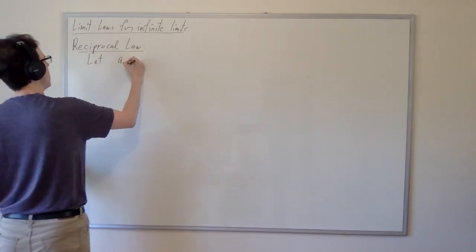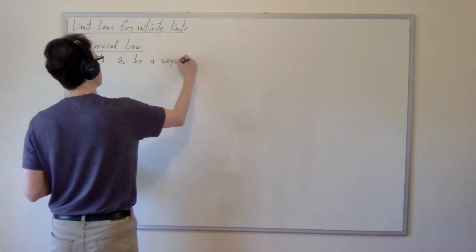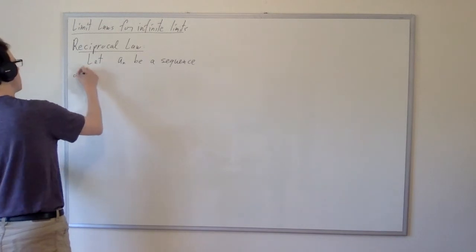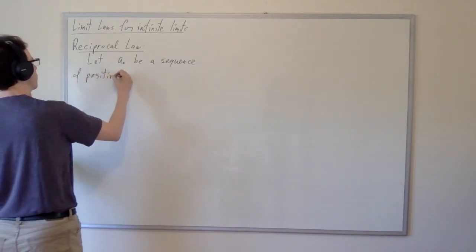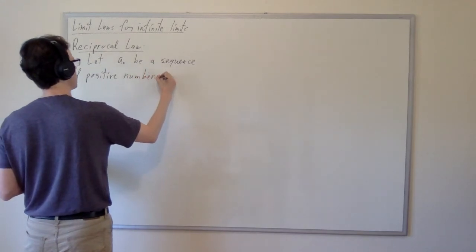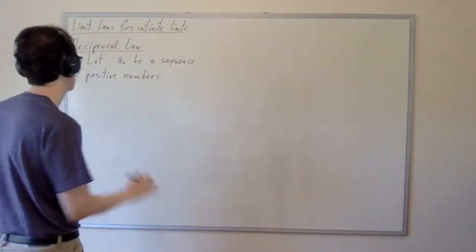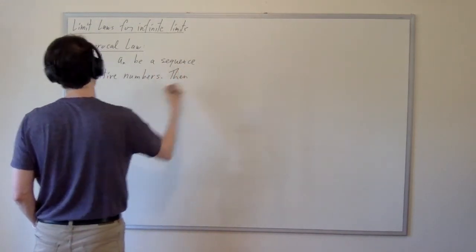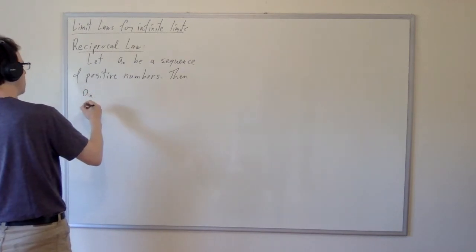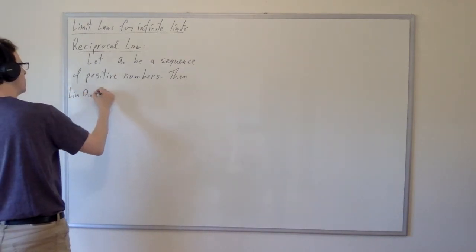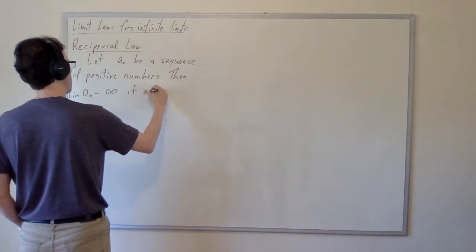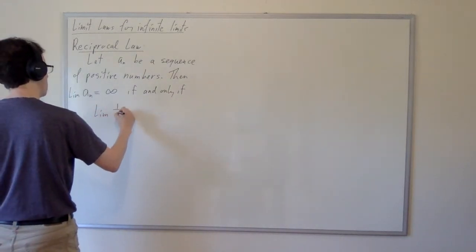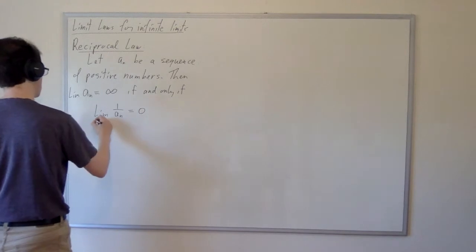So we're going to need a sequence. Let An be a sequence of positive numbers. I'm just going to make them positive numbers because it'll simplify some of the computation. So let's take a sequence of positive numbers. Then the limit of An is equal to infinity if and only if the limit of the reciprocal 1 over An is equal to 0.